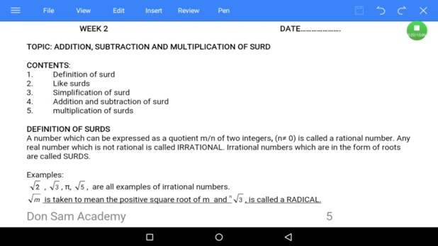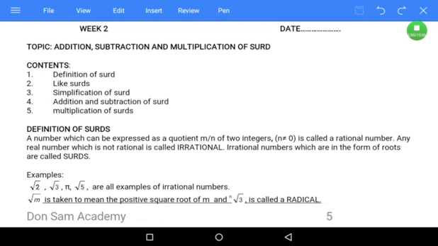Alright, so let's quickly start with the definition of surds. A number which can be expressed as a quotient m over n of two integers, that is, when n is not equal to 0, is called a rational number. So when we say a number is rational, it means the number can be expressed as a ratio. The word rational is from the basic word ratio. Do you understand? So we can have a ratio of two numbers. For instance, if you have 3 over 4, this is a rational number. Can you see that? Even if you have 2 as a whole number, 2 is also a rational number. You have 2 can be expressed as 2 over 1.